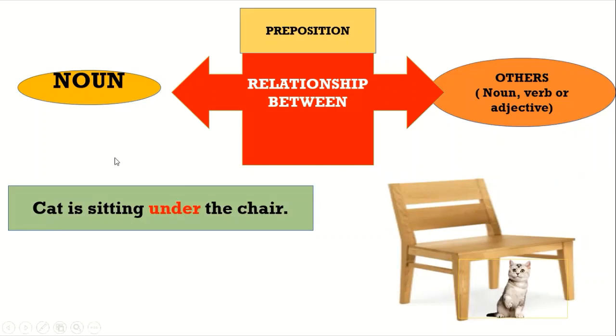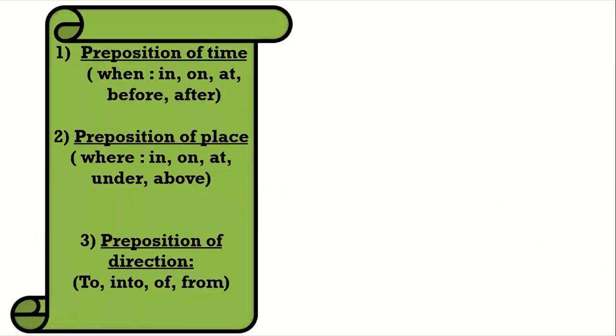Now imagine this word under was not there. What will happen? Cat is sitting the chair. Will we understand where the cat is sitting? No. It is telling us a relationship. So under is a preposition. Clear? We understood that.